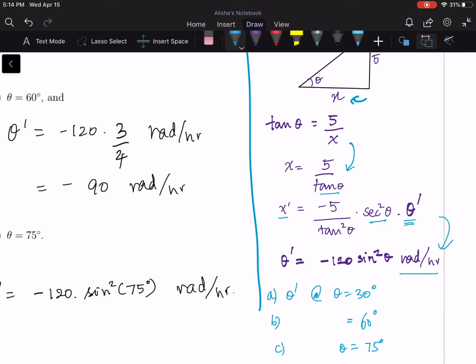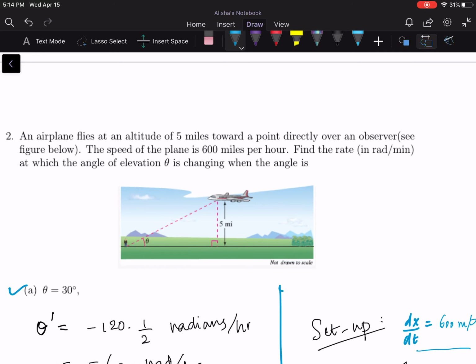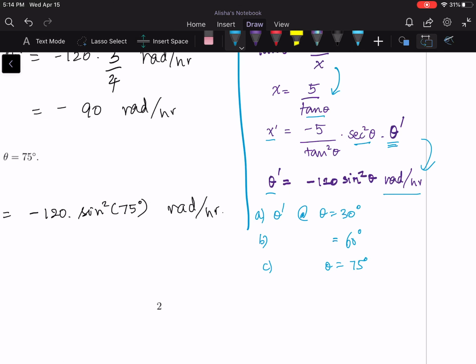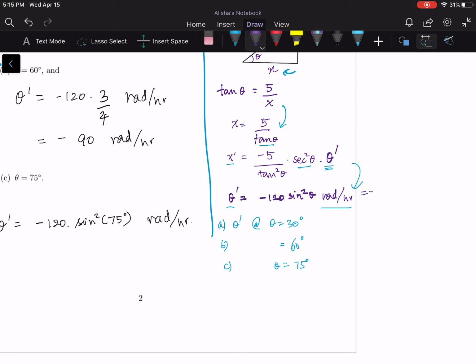The other thing that I will point out is that right now the units of theta prime are in radians per hour. And the question asks us to figure out the rate in radians per minute, right? So let's really quickly change our units. In order to write it in radians per minute, I should have said minus 120 sine squared theta divided by 60 radians per minute. And so you can simplify that a little bit. But yeah, once you've set this up, then parts A, B, and C are pretty straightforward. So I'm going to leave it at that.